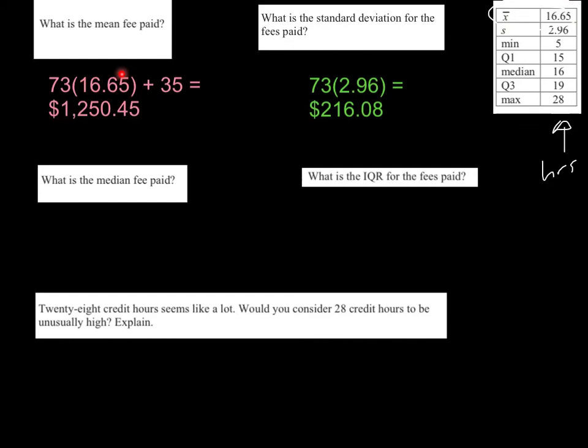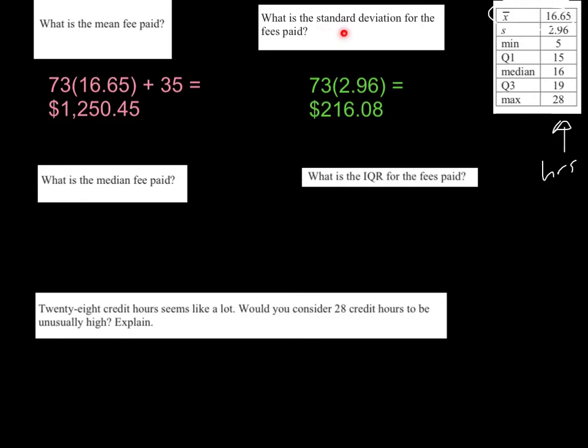So what are we going to do? This is a measure of position. So what's it going to get? It's going to get both treatments, the addition of the $35 and the scaling factor of 73. How do you apply it, Mr. Brecklin? You apply it in the same order as PEMDAS would dictate. First you multiply, then you add. So the mean fee would be $1,250.45.